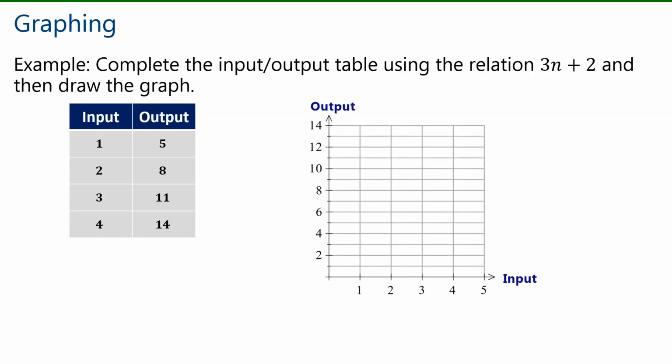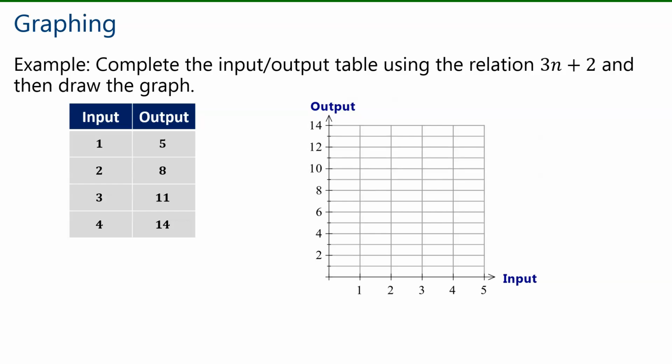So here I have my graph, and I already have the input values labeled on the horizontal axis and the output values on the vertical axis. Now whenever you do a graph, it's important to look at the scale. On the bottom, the input values just increase by 1. And the same for the output values.